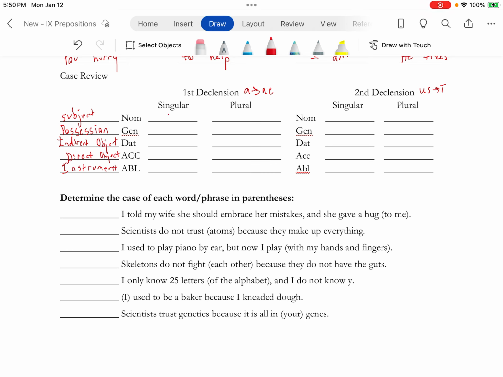Now let's hit you up with the endings. We've got A, AE, AE, AM, Ā, AE, Ā, ARUM, IS, AS, IS. And then on the second declension side, you got US, Ī, Ō, UM, Ō. The plurals, Ī, ŌRUM, IS, ŌS, IS.